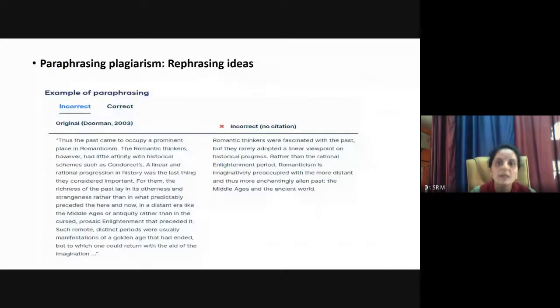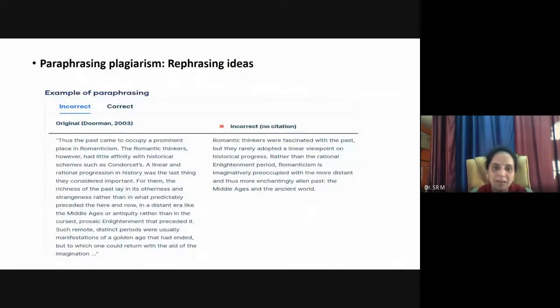Rewording is very good, and then please cite the source. It could be an in-text citation and a full reference at last what you give. All these things are to be formatted according to the required citation style. Just now we discussed about 3 or 4 styles. So make sure that paraphrased text is entirely reworded in your own words. You try to put in your own words.